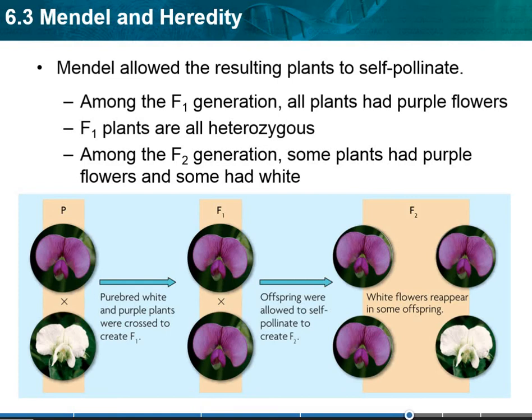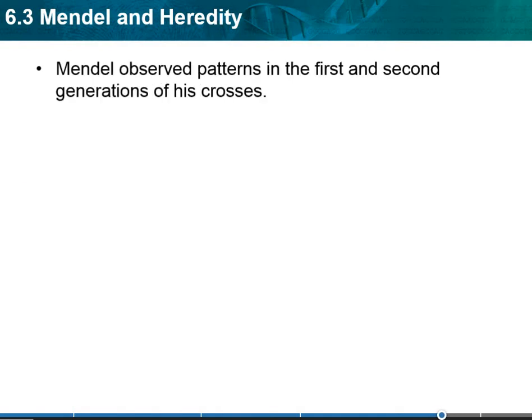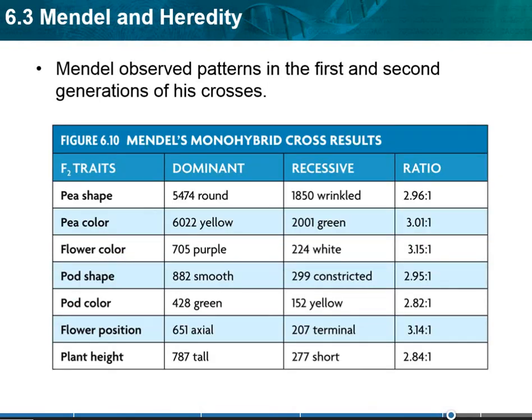So he crossed two true breeding plants, and the true breeding plants produced a hybrid, which is in that F1 generation, and then had those self-pollinate or those two cross, and you ended up with some that were purple and some that were white. Mendel observed patterns in the first and second generations of his crosses. So you can see if he was looking at the ratios and categorizing them, it was always right around a 3-to-1 ratio of dominant to recessive.